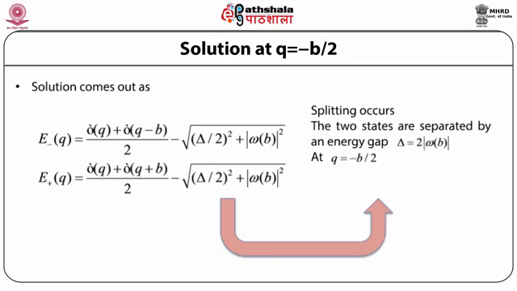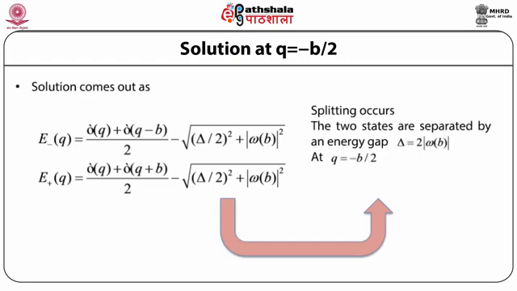Now see the difference. If we compare this result with the previous case, the difference comes in where you have the kinetic energy now in E minus as Q minus B and E plus as Q plus B, and this here yields the energy gap of 2 omega B at Q equal to minus B by 2.